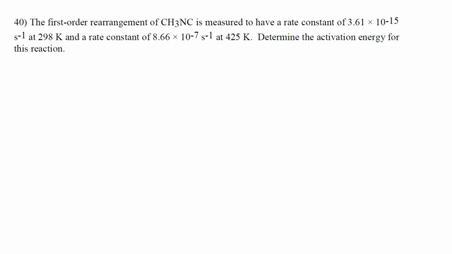The first order rearrangement of methyl isonitrile is measured to have a rate constant of 3.61 times 10 to the minus 15th per second at 298 Kelvin, and a rate constant of 8.66 times 10 to the minus 7th per second at 425 Kelvin. Determine the activation energy, or energy of activation, for this reaction.